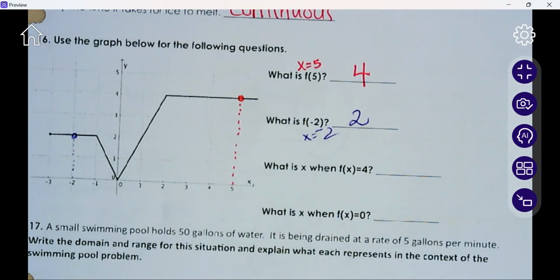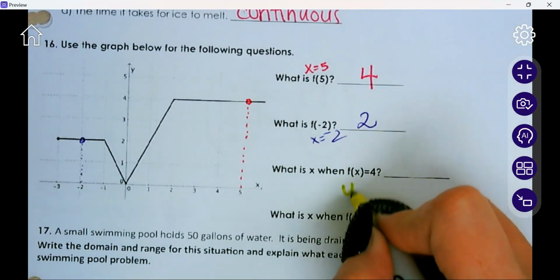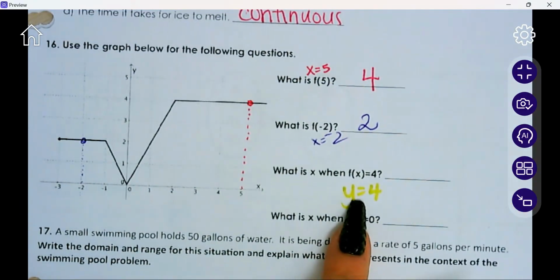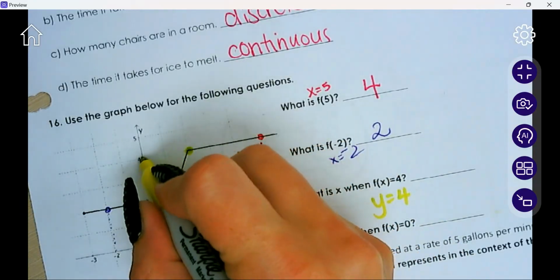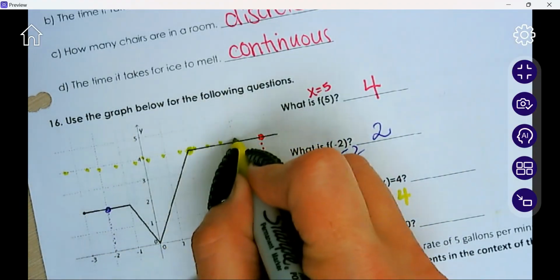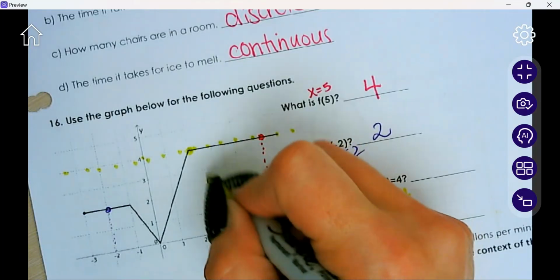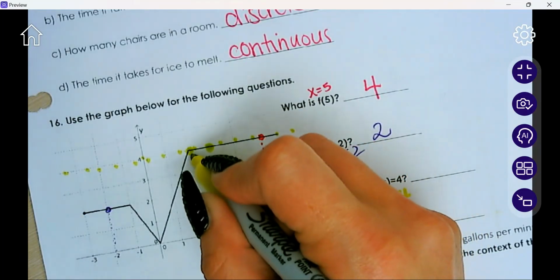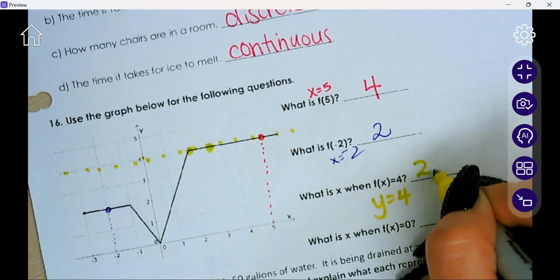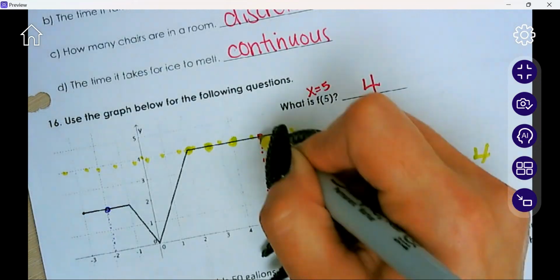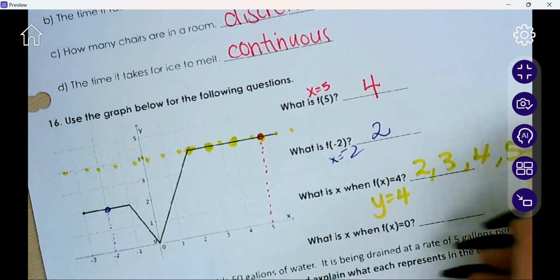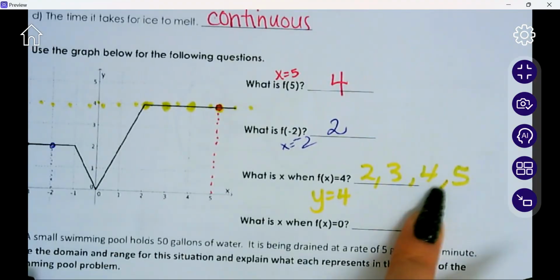So this one's a little bit different. This one says when f of x equals 4. So that means my y is equal to 4. So what I need to do is go to when y is 4, and I'll just do a line across this way. The thing about this one is there's multiple values. So there's one at 2, 3, 4, and 5. So there's multiple values.